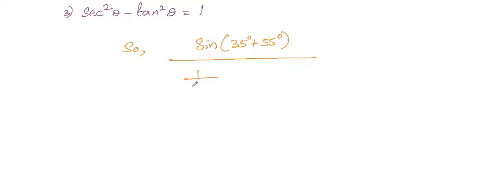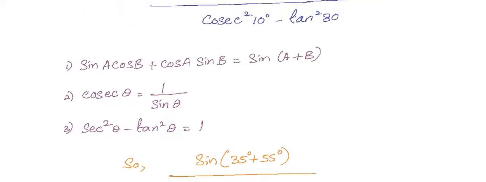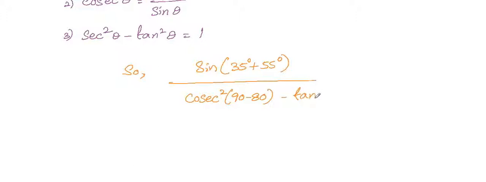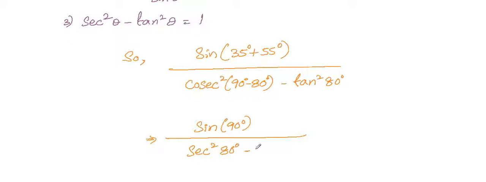So that cosecant square 10 can be written as cosecant square (90 minus 80). So 10 can be written as 90 minus 80, and write down the tan square 80 like this. Okay, so now we know that cosecant square (90 minus theta) becomes secant square theta. So we'll get secant square theta minus tan square theta, tan square 80, secant square 80 minus tan square 80. And the numerator 35 plus 55 becomes 90.